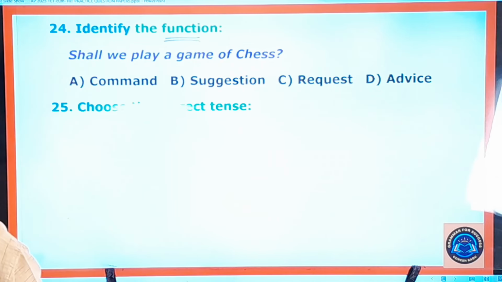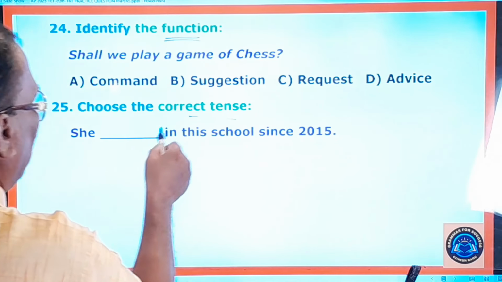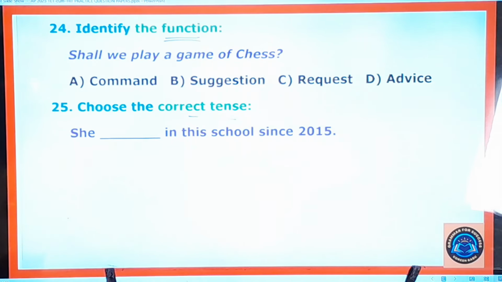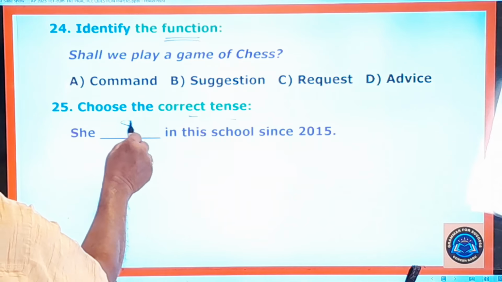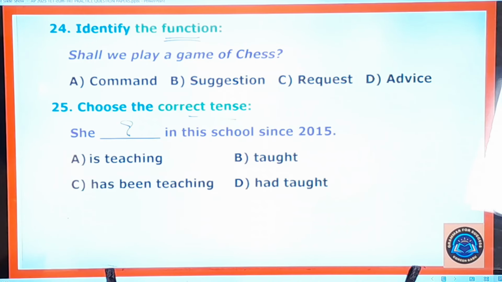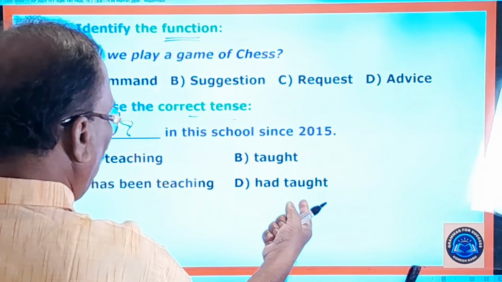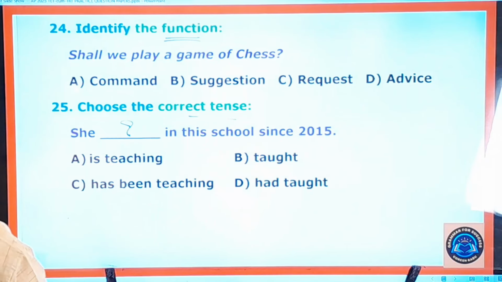You go to the next question, choose the correct tense. Again, a question on tense is given. You pay attention. She dash in the school since 2015. Some blank is given here. What to be used in that blank? Now let us look at the given options. Is teaching, taught, has been teaching, had taught. What to be used in this blank? You only know that answer, you choose it. And you go to the next question.